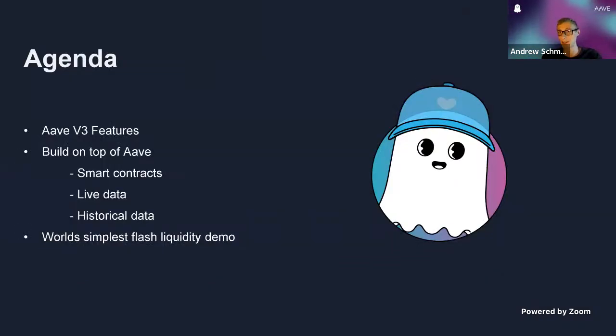So the agenda for today: first, we're going to look at what's new in V3, the features to build on top of. This is especially relevant because the hackathon prizes for Aave are all related to V3 integrations. Then I'm going to talk about how exactly to build. If you want to write custom smart contracts, or integrate Aave into a front end, that includes making transactions, getting live data, and historical data. And then I'm going to do a live demo of the world's simplest flash loan. We're going to deploy and run a transaction, and we can do it extremely simply in under 5 minutes.